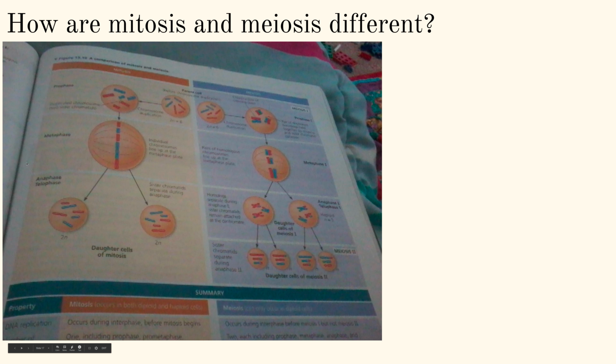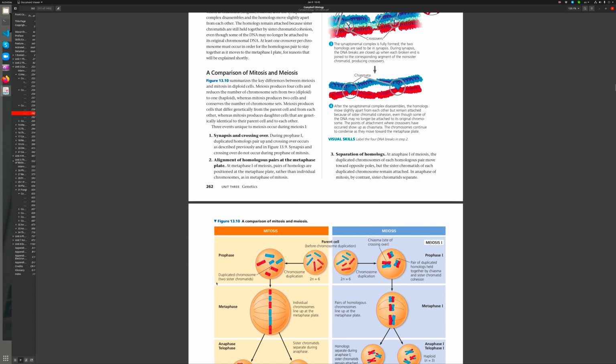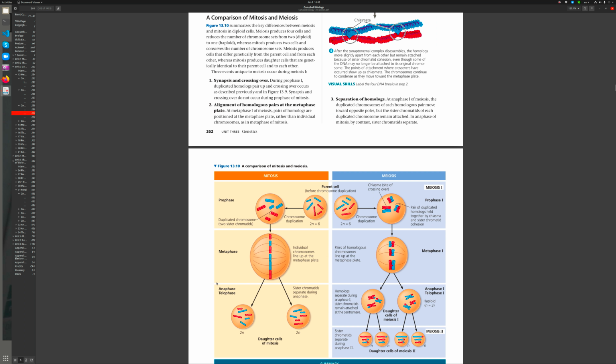Okay, we have the first thing, kind of poor quality, but we have our chromosome. Then we have the chromosomes in prophase, the duplicate with the diploid cells, and then the metaphase. They line up at the metaphase plate, and then the sister chromatids separate during anaphase. Then we have the two diploid daughter cells of mitosis.